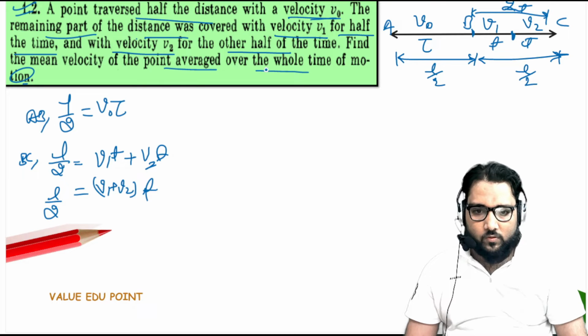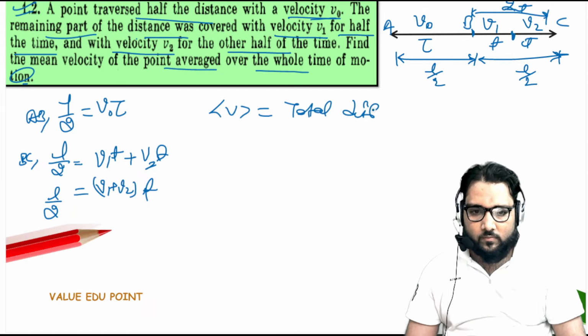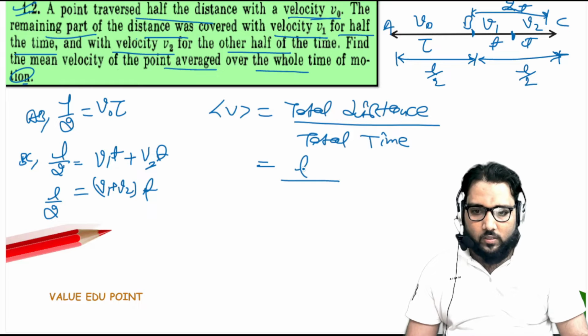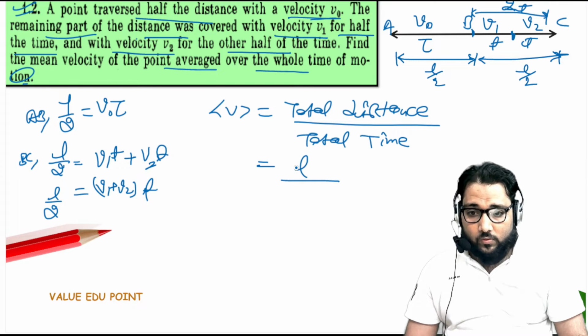Now what we have to do is find the mean velocity. We know the formula of mean velocity is equal to total distance upon total time. The total distance is equal to L, and the total time, so the total time is 2t plus 2t.